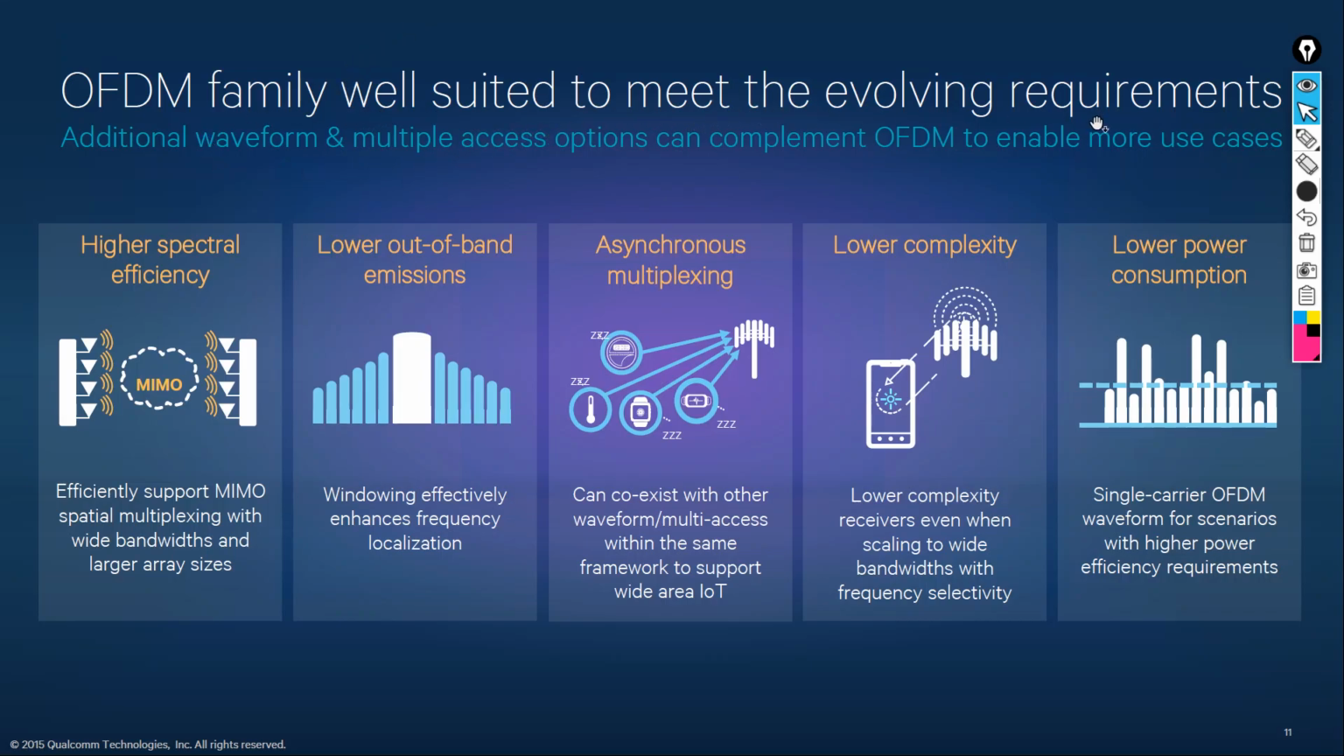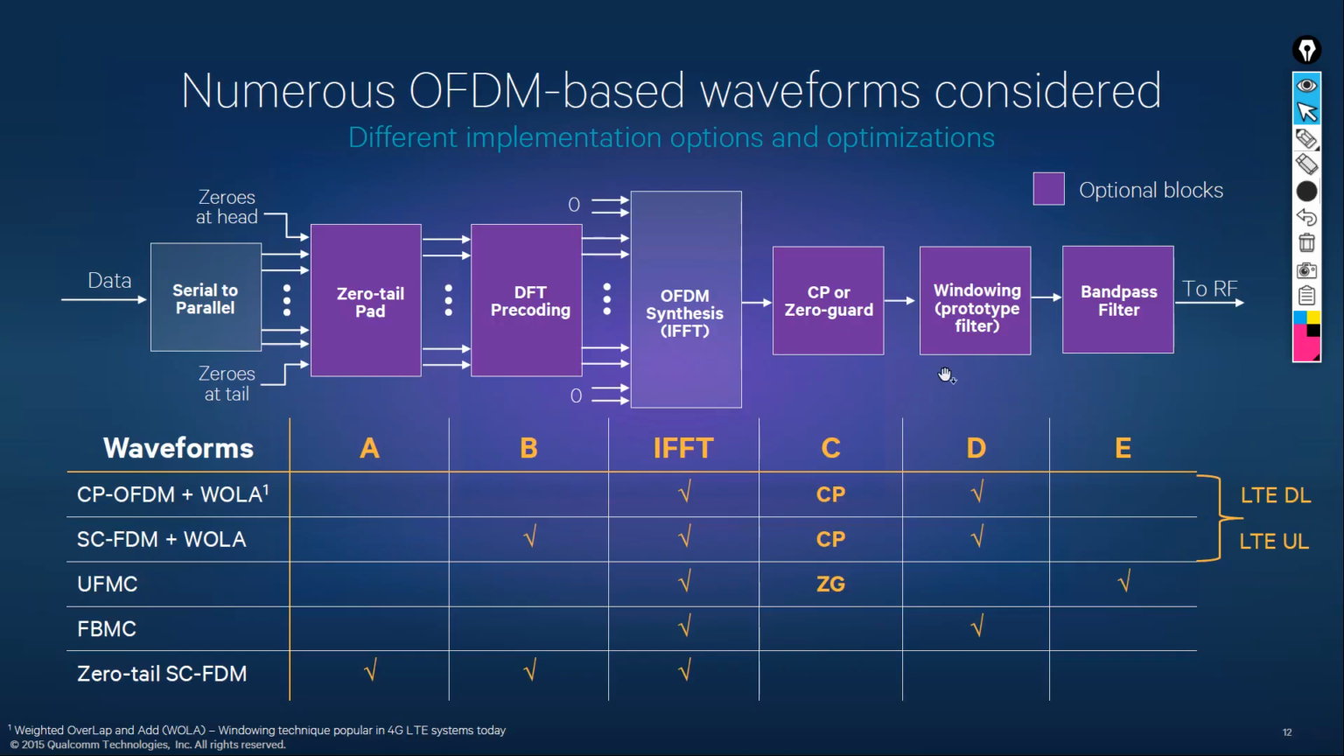The OFDM family will suit it to meet the evolving requirements in terms of high spectral efficiency, lower out-of-band emission, asynchronous multiplexing, lower complexity, and lower power consumption. Now, we have different waveforms, different candidates to meet the requirements of 5G, including CP-OFDM with WOLA (windowing overlap addition), single carrier frequency division multiplexing plus WOLA, universal filtered multi-carrier, filter bank multi-carrier, and zero-tail single carrier FDMA.